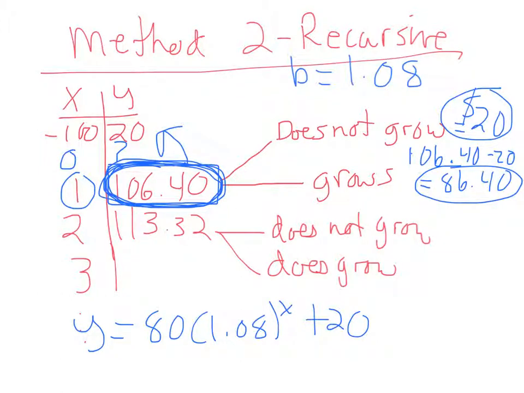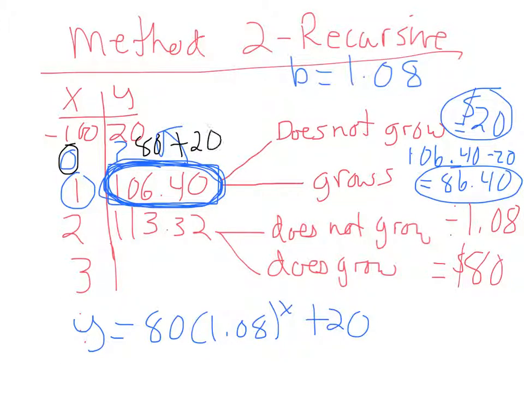So now what I have to do is take that 86.40, since that's the part that's growing, and divide that by 1.08, and that in turn will equal $80. Okay. So at the start, at 0 years, I've got $80 that does grow, plus that 20 that's not growing, for a total of 100.